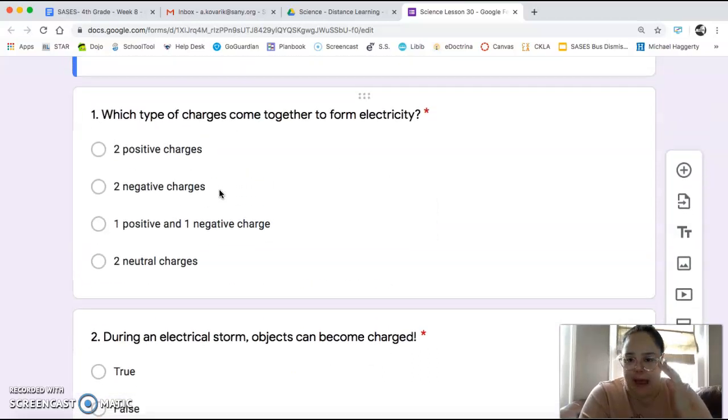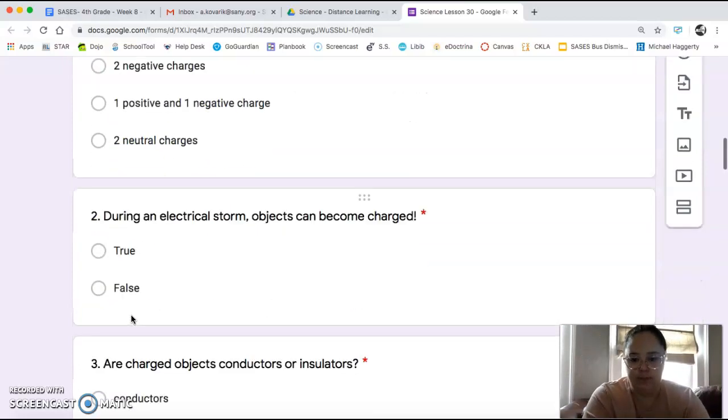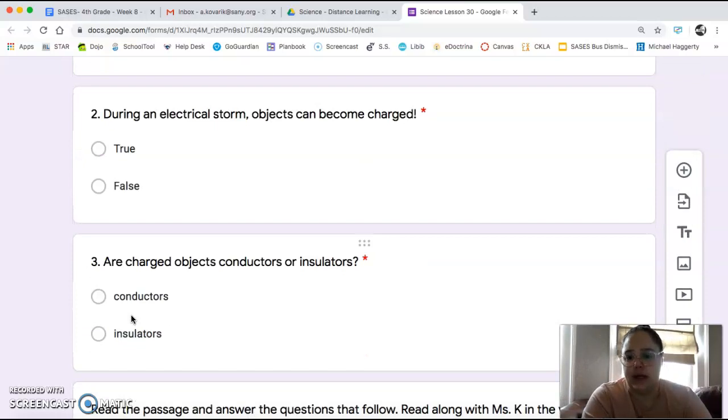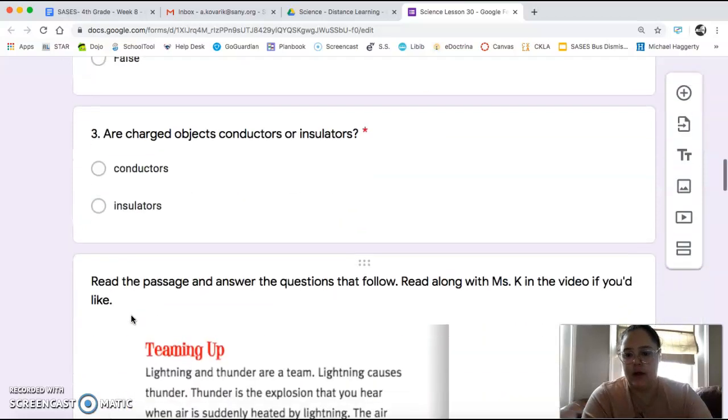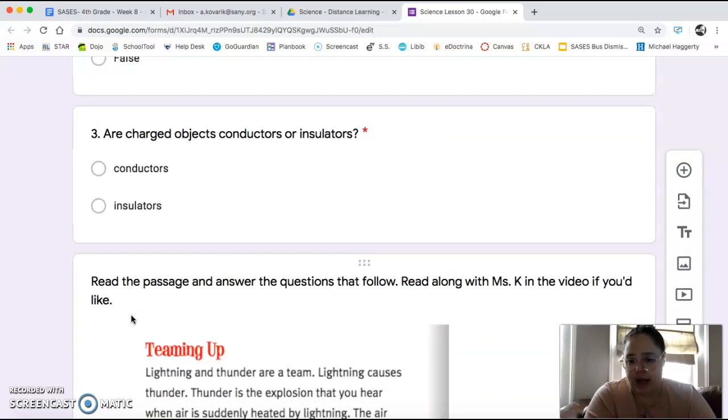So your questions for that passage: which types of charges come together to form electricity? So what's going on the top? What's going on the bottom? Are those the two positive charges? Are they two negative charges? Is it one positive and one negative? Or are they two neutral? Number 2, during an electrical storm, objects can become charged. True or false? 3, are charged objects conductors or insulators? All of those are in that short passage above.